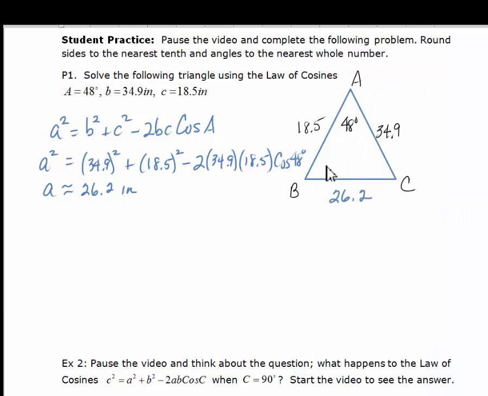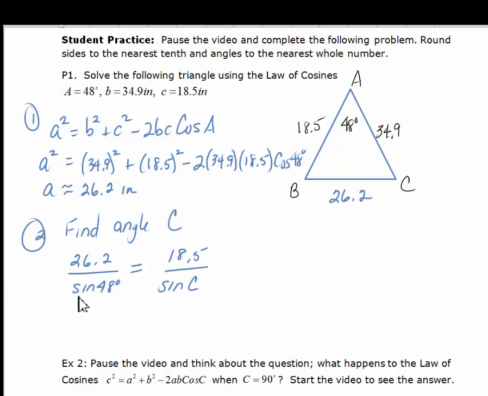Now that we found one side, it's our job to find the last two angles. And the first angle we should find is the one opposite the smallest side, because we want to find the smaller of the two. This way we're guaranteed not to run into the ambiguous case with the law of sines. So we're going to find angle C. So I'll set up my ratio. We've got 26.2 over the sine of 48 degrees equals 18.5 over the sine of C. The sine of C equals 18.5 times the sine of 48 degrees divided by 26.2.